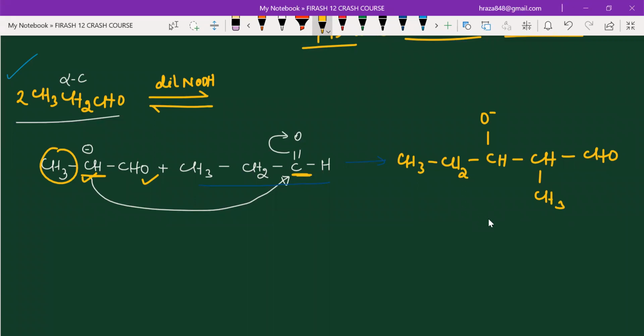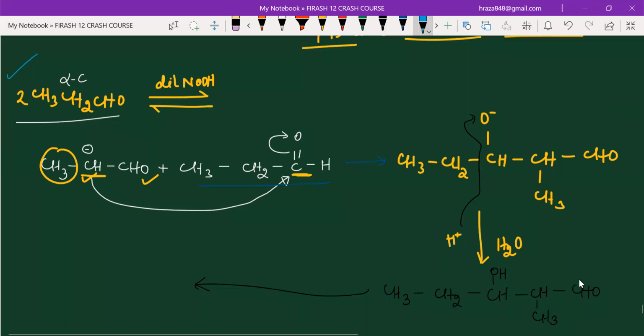If you're going to react this with H2O, that means H plus is directly going to attack this part, and you will be getting the aldol product: CH3, CH2, CH(OH), then CH, and then CH3, and then CH. And this is your aldol reaction.